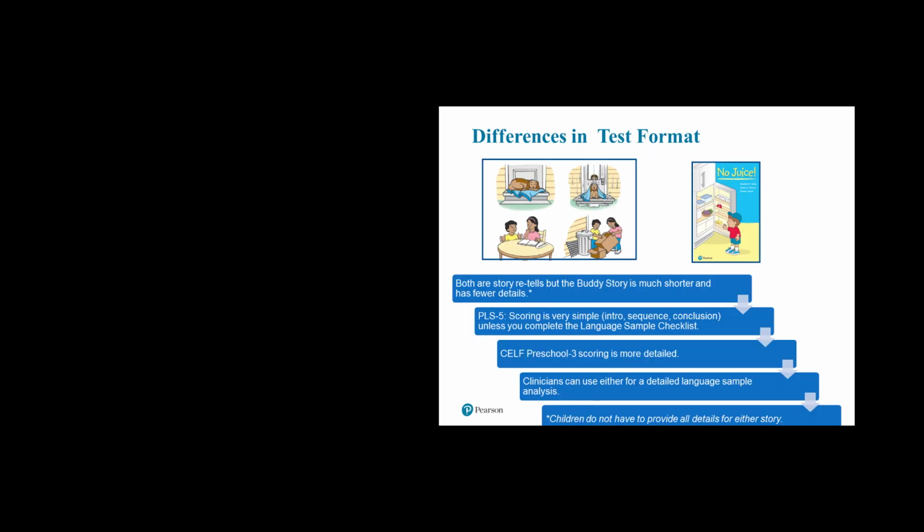Here's an example of the same kind of skill, but there are differences in the test format. On the PLS, the buddy story is a much shorter story than the no juice story, and there are a lot fewer details that they need to be able to know to get credit for this item. PLS-5, the scoring is very simple: introduction, sequence, and conclusion, unless you complete the language sample checklist.